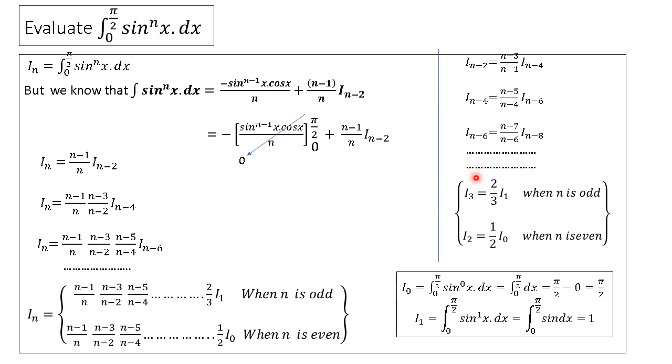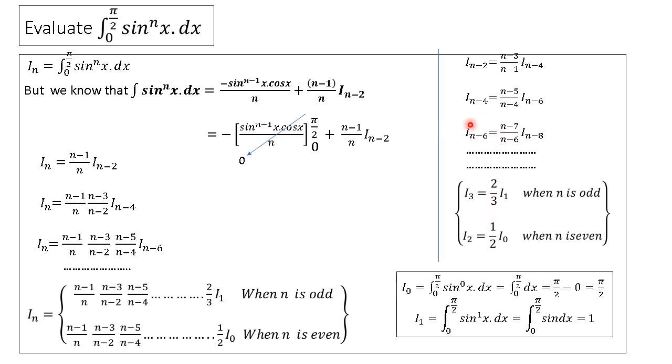If you continue in this way, it ends up with two results, one for odd numbers and the other for even numbers, because I already told that here n is a positive integer, and this contains positive odd numbers as well as positive even numbers. So it ends with I_3 when n is odd and it ends with I_2 when n is even.